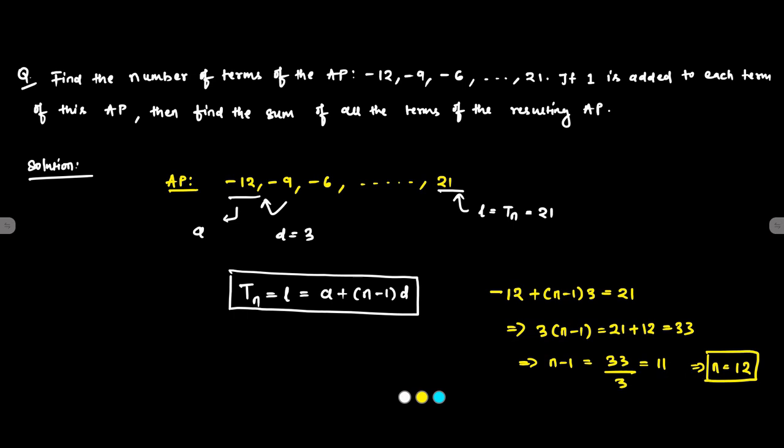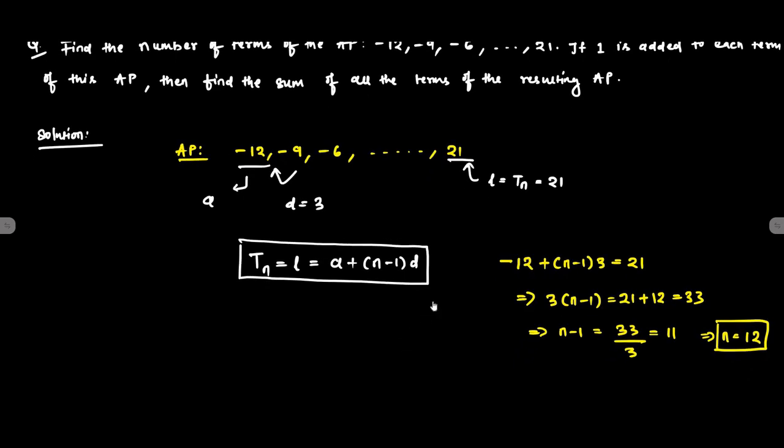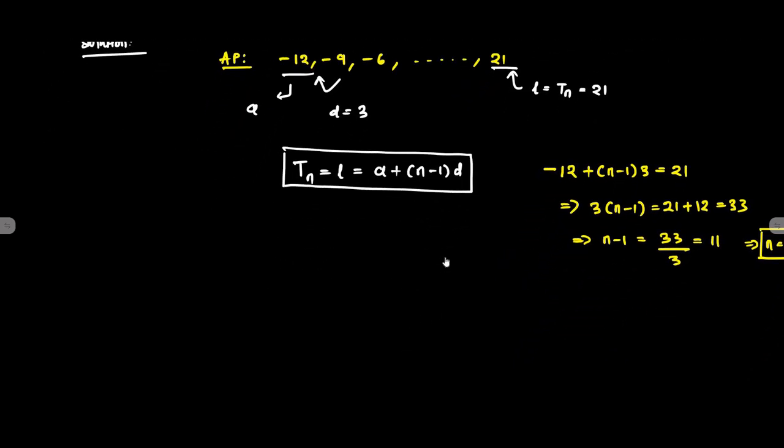Then it is said, if 1 is added to each of these terms, then a new AP will be formed. So this new arithmetic progression will be 1 added to each term. So minus 12 plus 1, that is equal to minus 11.